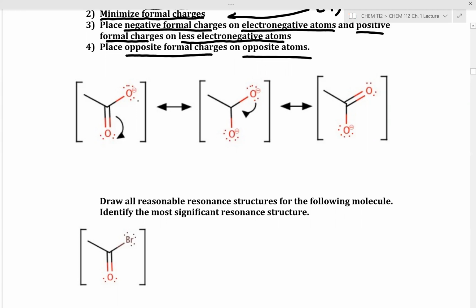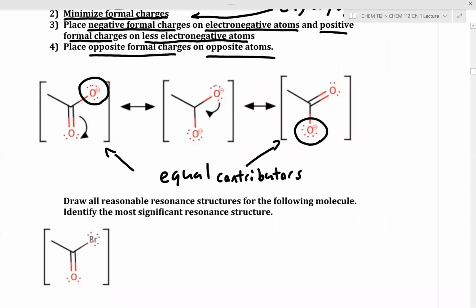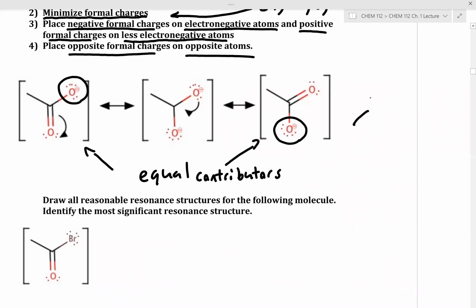In the first example, we have a negative charge on oxygen. In the second example, we have a negative charge on, shockingly, oxygen again. So then, following these criteria, both of these two structures are equal contributors. So as a result, we'd expect our resonance hybrid to be a straight average between these two structures. So if we were to draw out our resonance hybrid, we definitely have a single bond between our carbon and our oxygen.